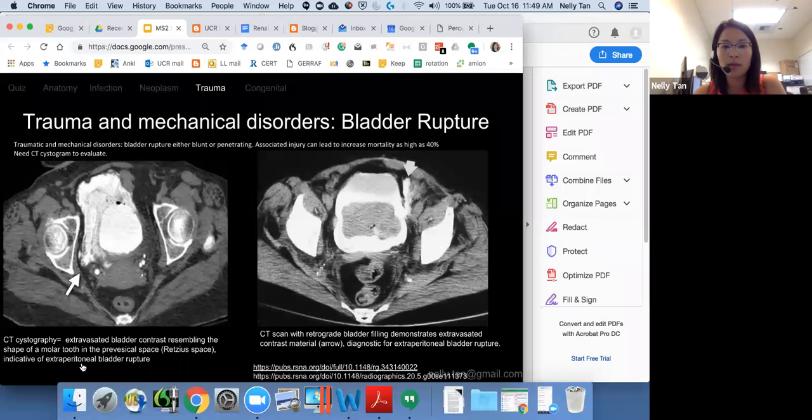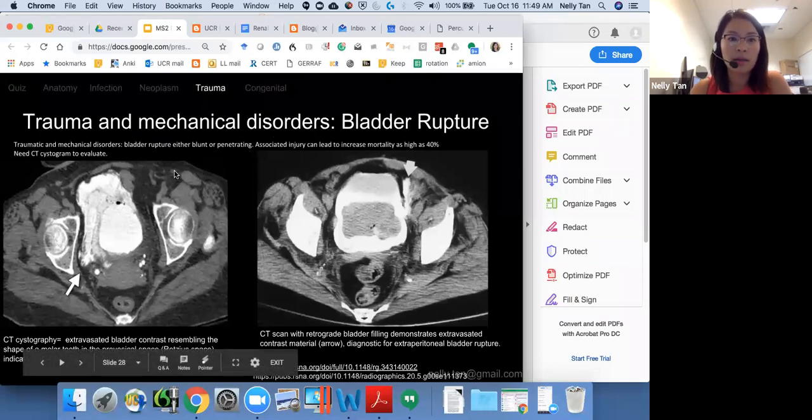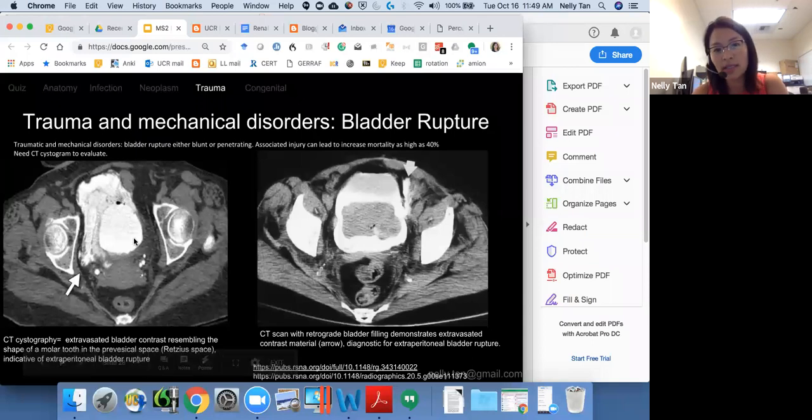So trauma and mechanical disorders. Here is what we call a cystogram, or it could be an excretory phase of the urogram. You just wait a long time so that the bladder fills with contrast. And here, is this a normal looking bladder? What do you see in those?